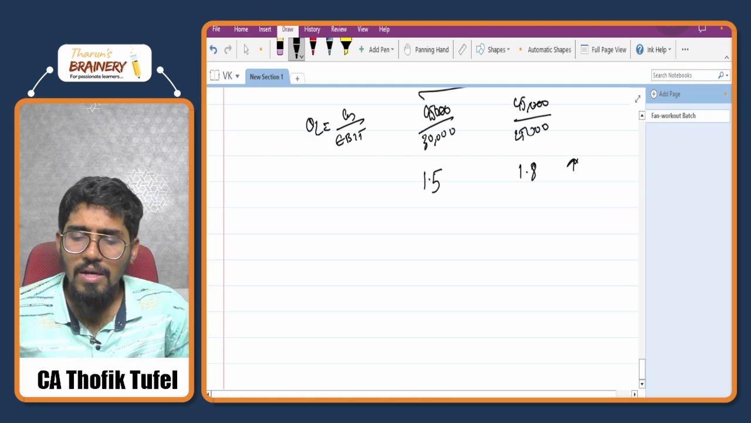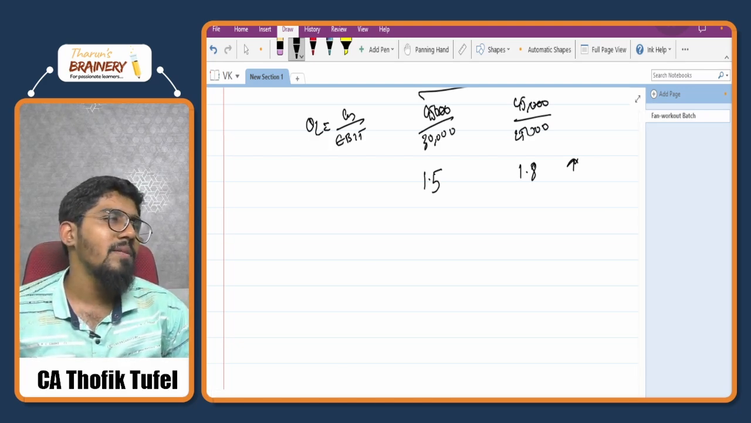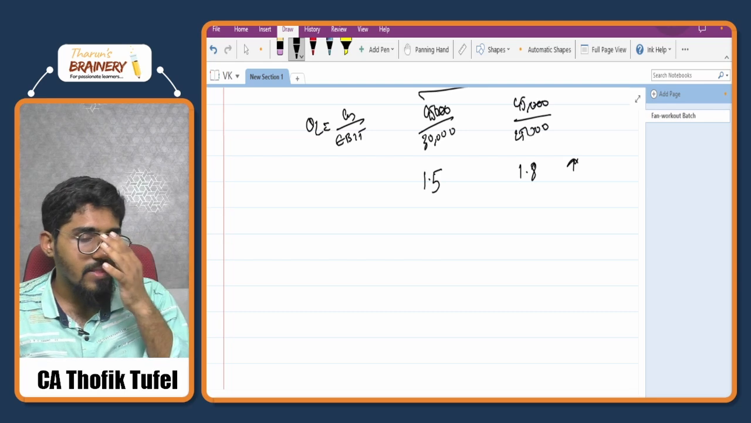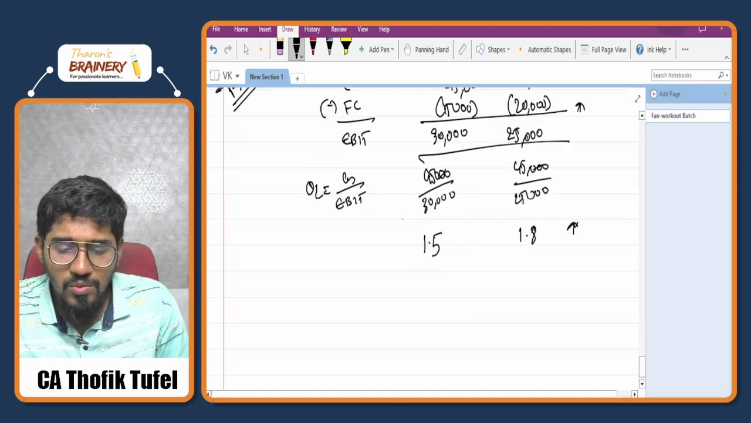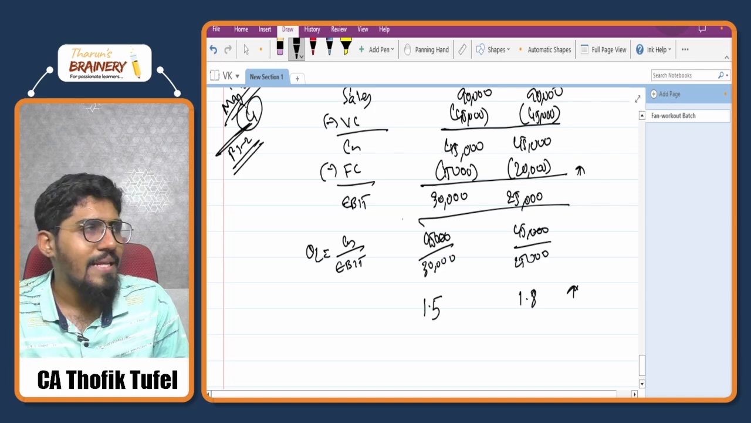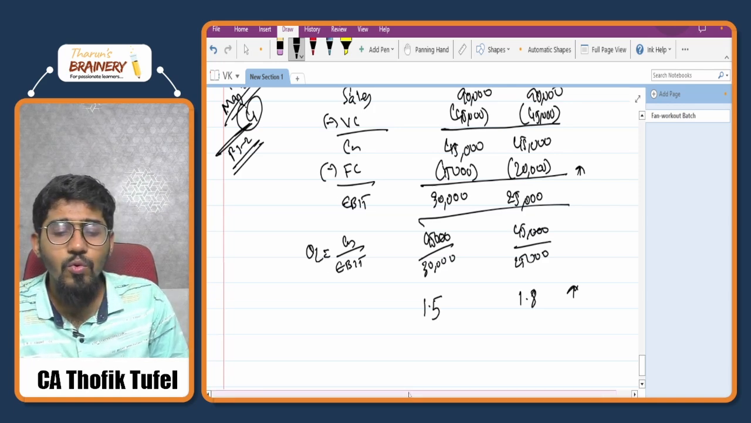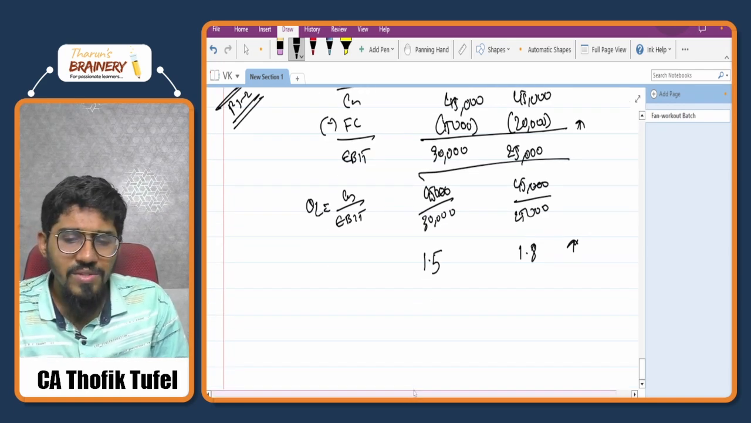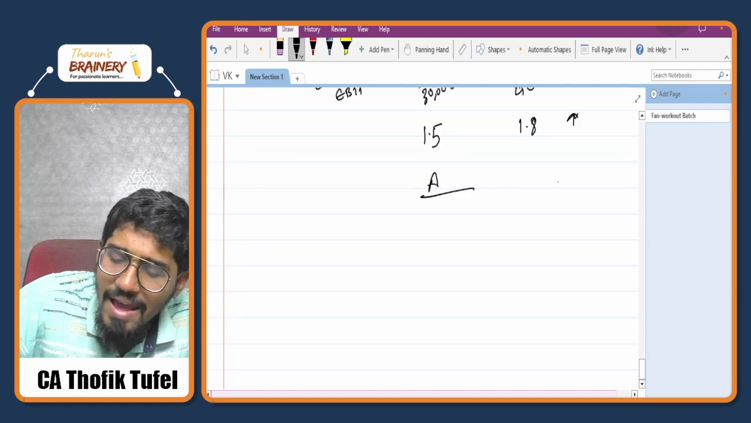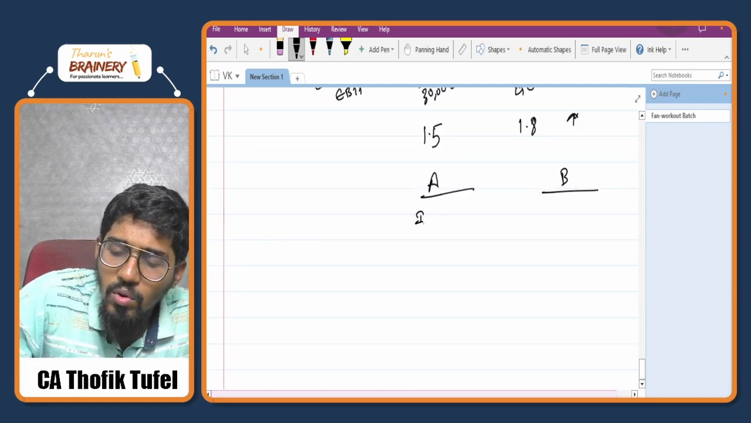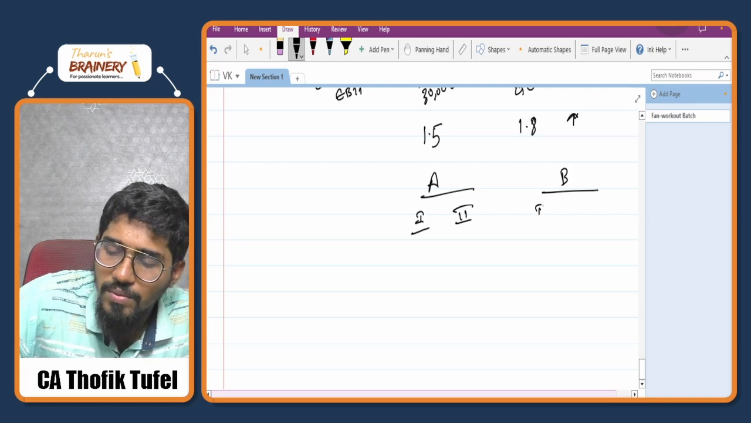Now 1.5 and 1.8. Now I have to prepare for plan A, plan B. Which means for this situation 1, 2 plans, and for this situation 2, 2 plans I will be having. So it will be continuing from EBIT. So plan A and plan B for both the situations.